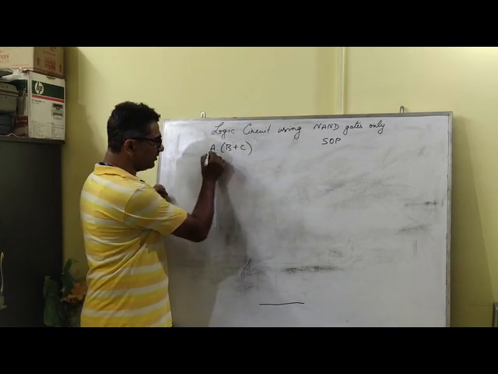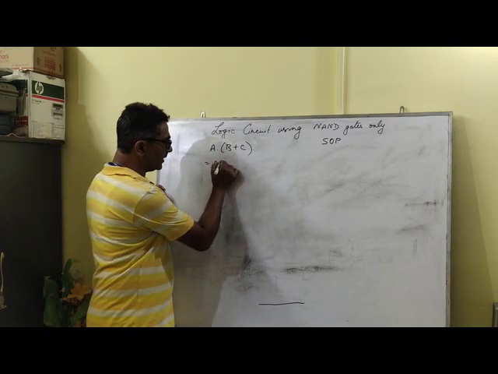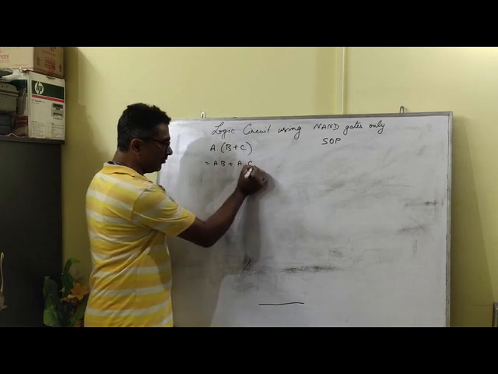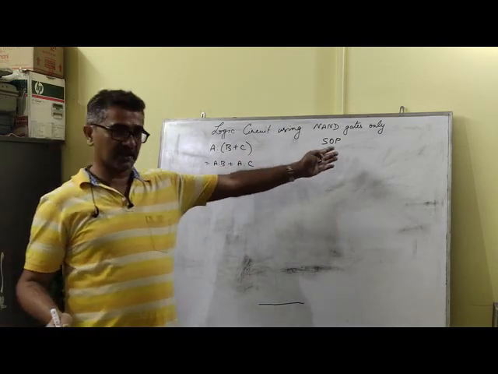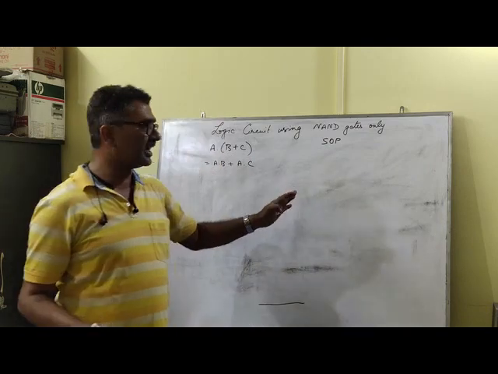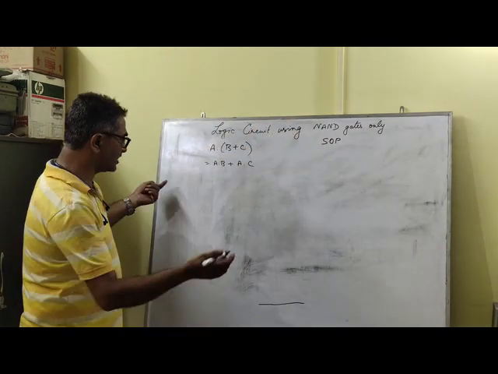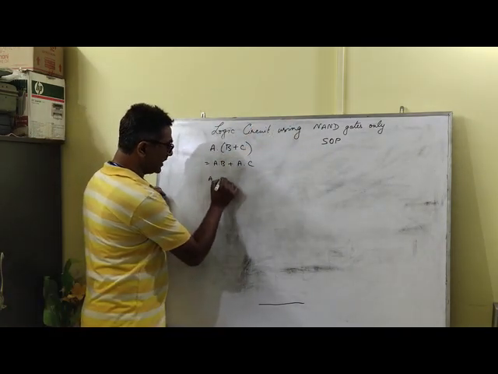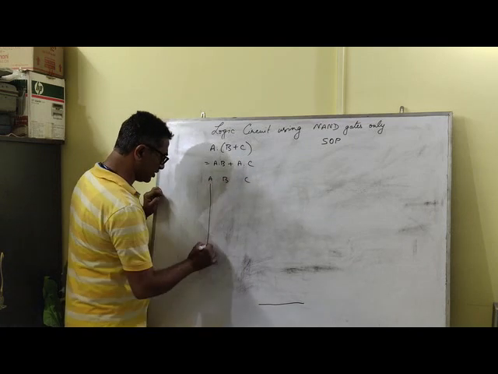So how do we do that? We simply multiply it, that is A dot B plus A dot C. Once we do this, we get a sum of product expression. Now we can draw every gate using a NAND gate. So it's pretty simple as that. So A, B, C, now you can do the usual stuff.